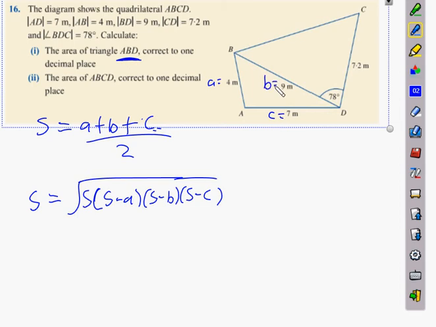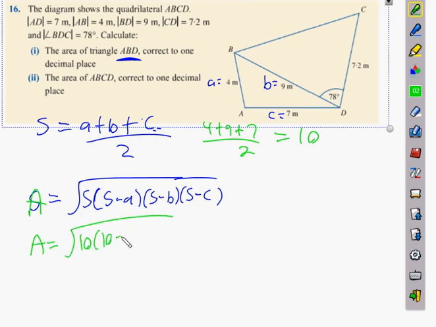Okay. Put these numbers into your formula and you get 4 plus 9 plus 7 all over 2 gives us 10. Happy enough with that? Put it into the calculator. That's area, not S. Area equals the square root of 10 into 10 minus 4, 10 minus 9, and 10 minus 7. What do you get when you put that into the calculator? 13.4. 13.4 squared, right? Not bad, guys.